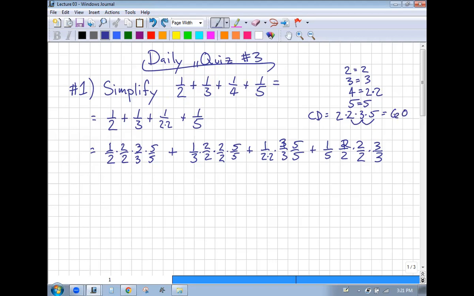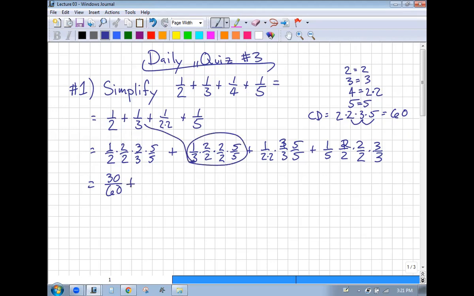Most of y'all would think, figure out this 60 and then turn all these numbers on the bottoms into 60s. And that's basically what we're doing here. So this is a 60, this is a 60, this is a 60, this is a 60. I just wrote it out the long way in a prime decomposition style. So this 1/2 is really 30 over 60. 5 times 3 is 15, times 2 is 30.